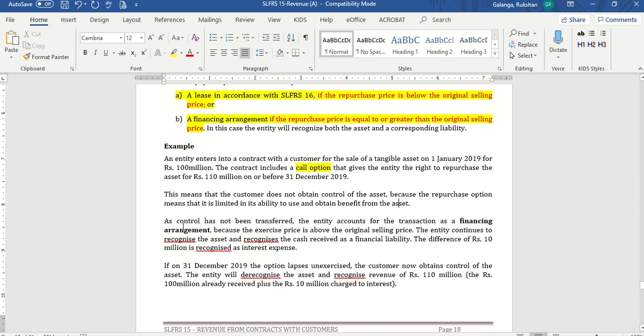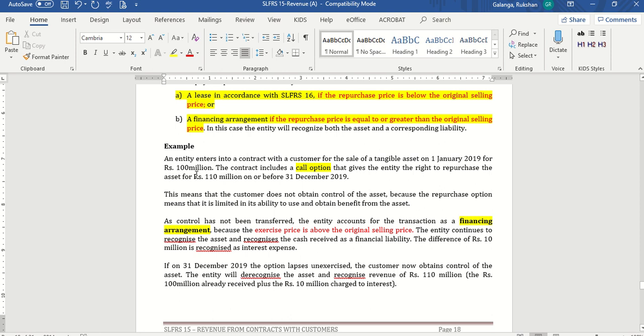How should you recognize it? As control has not been transferred, the entity accounts for the transaction as a finance arrangement because the exercise price is above the original selling price. The entity continues to recognize the asset and recognizes the cash received as a financial liability. So what they want to do now, by the time they sold this asset on 1st January 2019, they have received 100 million cash.